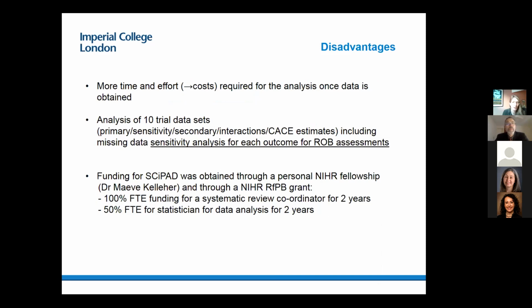Now, one aspect that surprised me that I hadn't initially planned for was the time it took to do missing data sensitivity analyses for each outcome required for the risk of bias 2 assessments. This sort of multiplied the analysis time. So I was quite pleased there weren't more than 10 trials that came out. But this all naturally involved more costs than a standard aggregate data analysis that required funding.